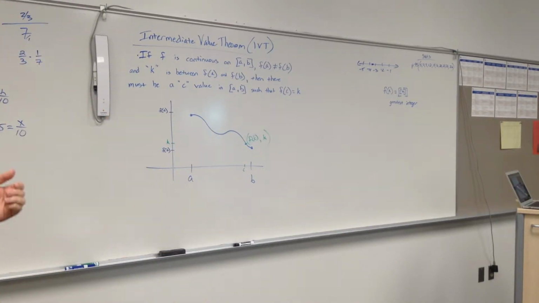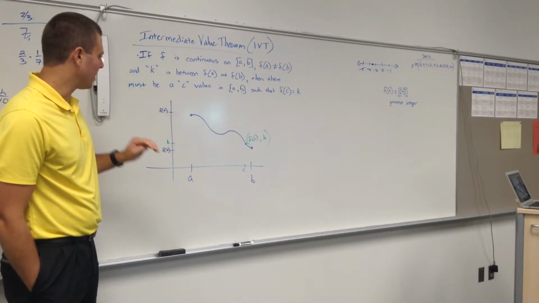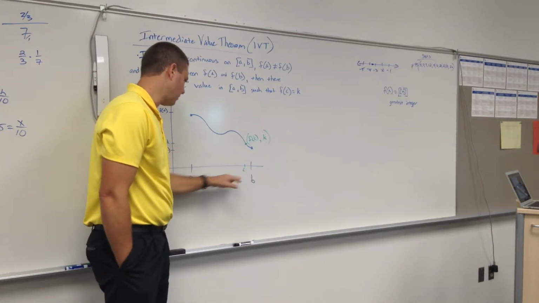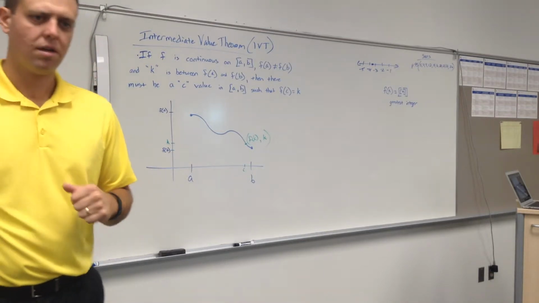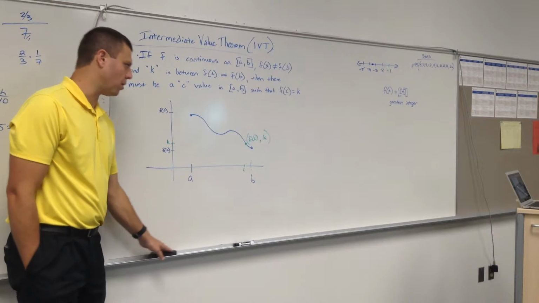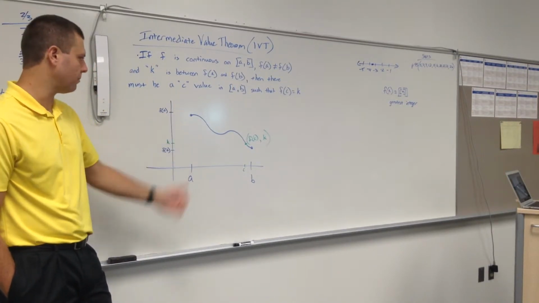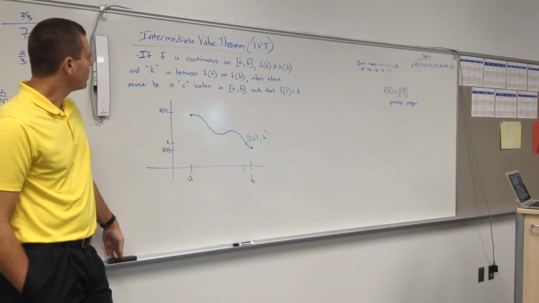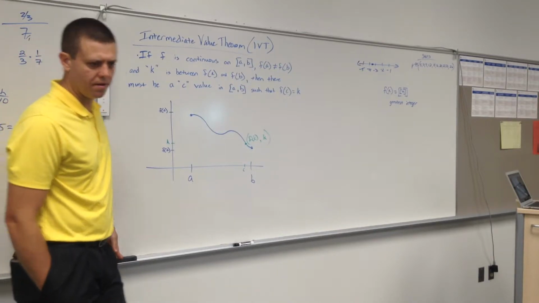If f is continuous on a closed interval, I guarantee you that we have to be able to have some c value on that interval such that f of c equals that k value. Going back to the speed thing, I guarantee you there must be some moment in time you were going 72 miles per hour. I guarantee you there must be some moment in time you were going 77 miles per hour. And that's kind of the intermediate value theorem in a nutshell.